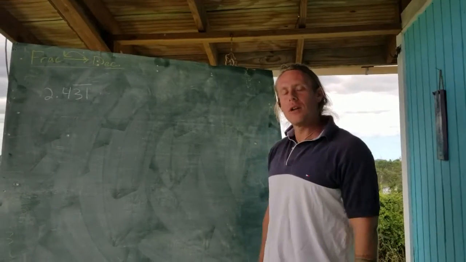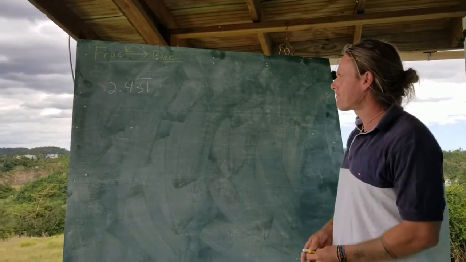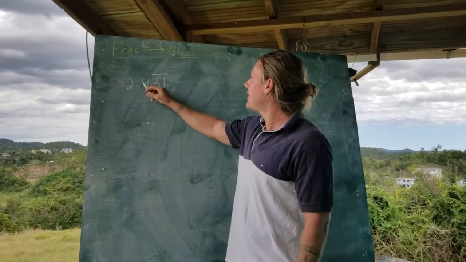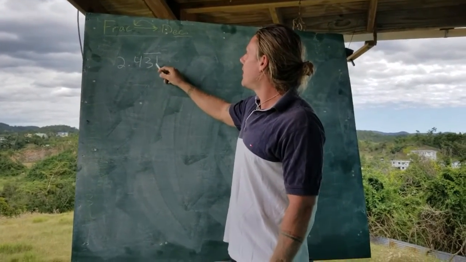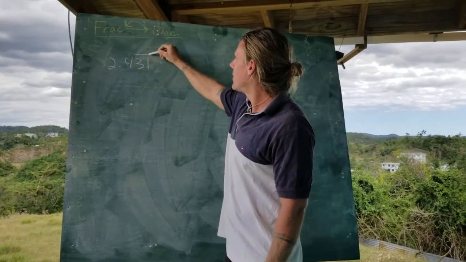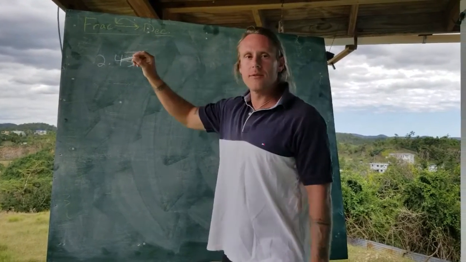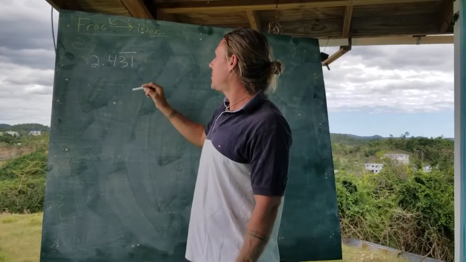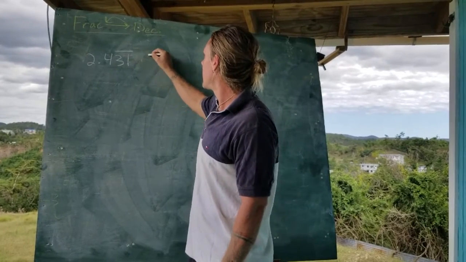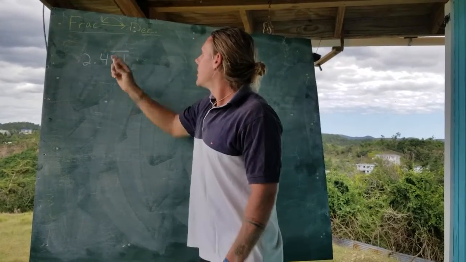I think we're ready to try one a little bit more challenging. Let's convert 2.431, where the 31 is the repeating portion of the decimal. This 4 doesn't repeat, so we can expand this as 31, 31, 31, and so on.